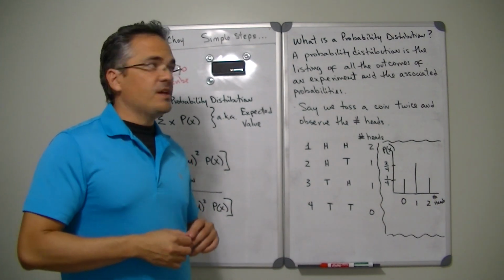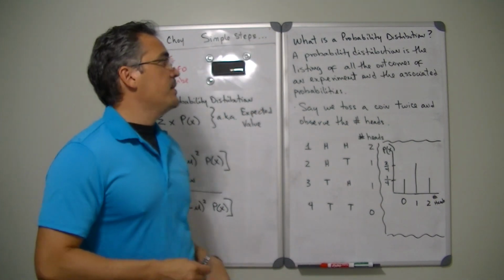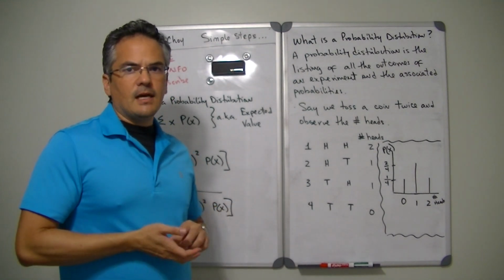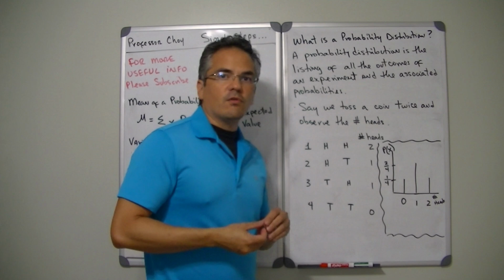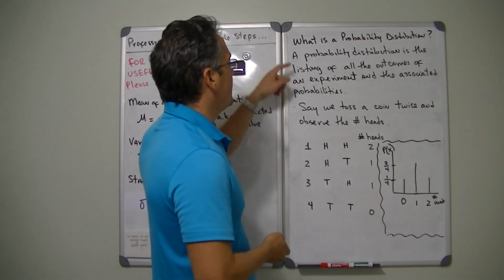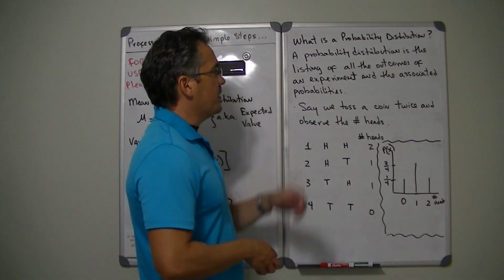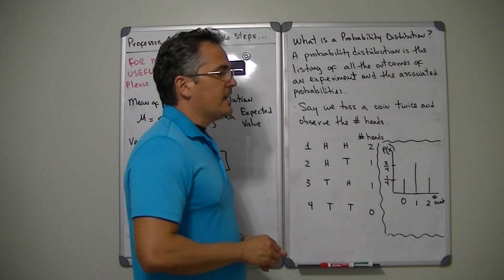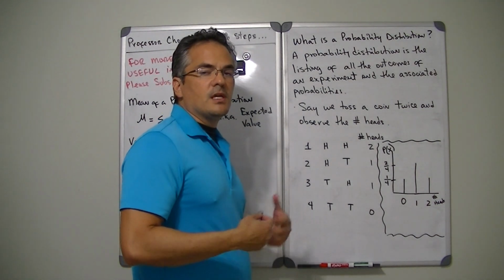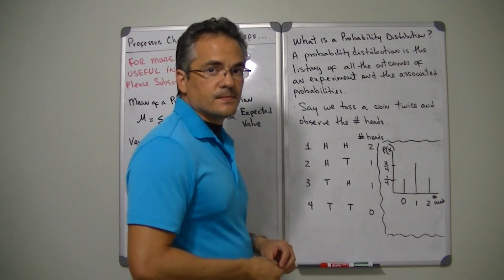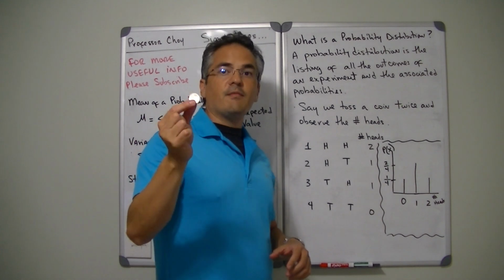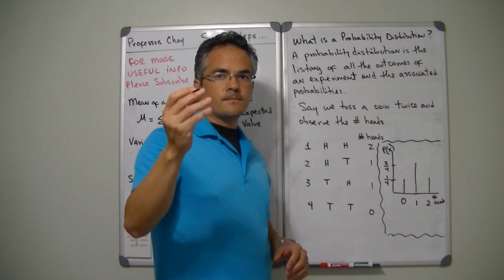Today we're going to have a conversation about what is a probability distribution. So this is part of our statistics learning, and today we're going to talk about what exactly is a probability distribution. A probability distribution is the listing of all the outcomes of an experiment and the associated probabilities with that particular experiment. Now let's conduct a very simple experiment, and I have in my hand a quarter.